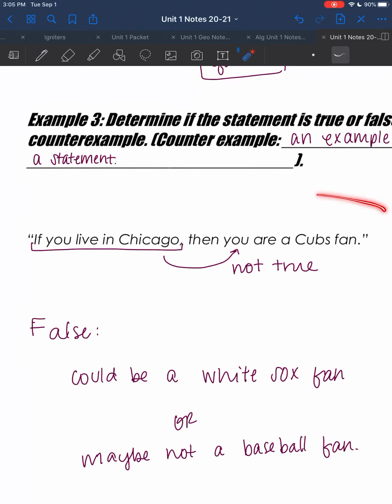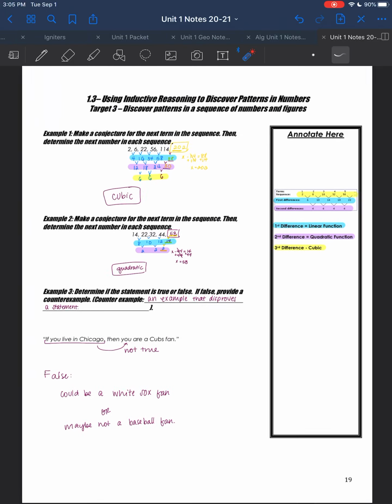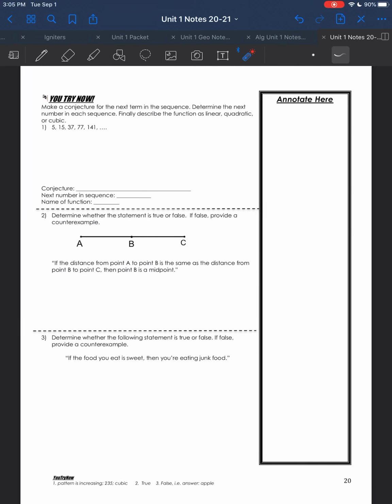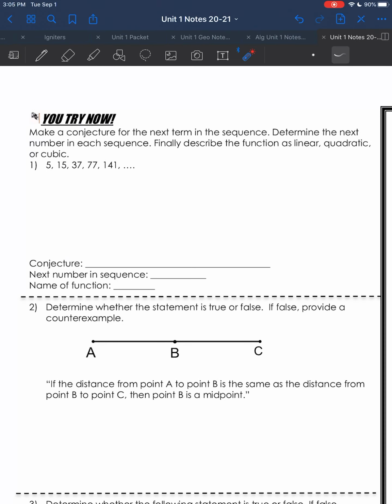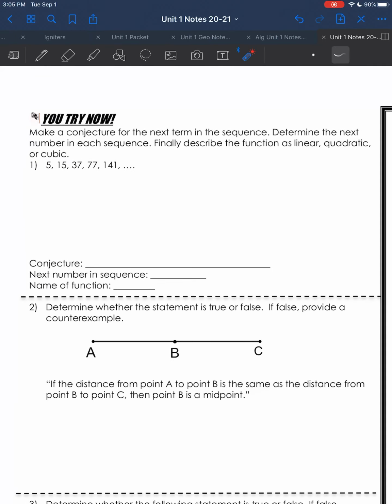All right? So the important thing is that this statement is saying if you live in Chicago, then you are a Cubs fan. So you're trying to figure out a way to prove that statement false. If you can, like we have these two examples down here, then that means the original statement is false. Okay? So go ahead and try these you try nows, and then we will go over them after the video.